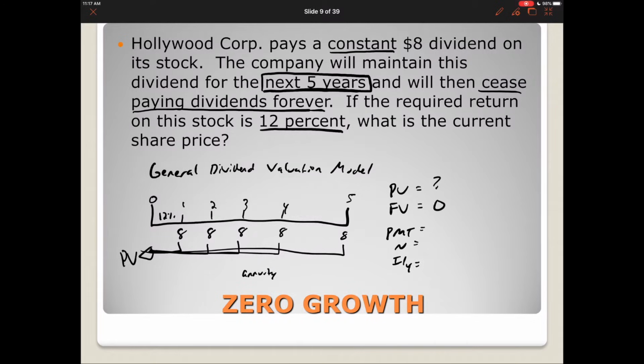We do not have an extra cash flow at the end of the 5-year period. Year 5 is our end, the payment is $8, and the discount rate is our required rate of return, which is 12%. When we solve for the present value, the price of this share of stock is $28.84.